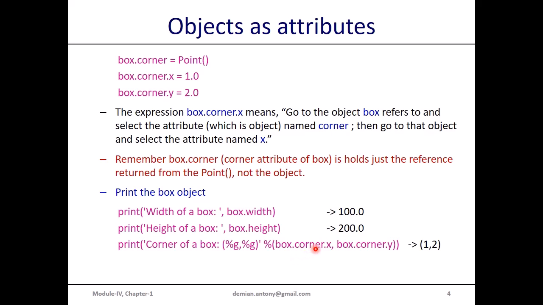object dot corner. So this is the attribute. Corner is the attribute of box, and this attribute holds the reference to the point object that is created, wherein you can use the dot operator to access x and y accordingly, and this gives the result in the mathematical notation 1, 2. So this is how we can make the instance of a class an attribute in another class, and you can access them through the association operator, that is the dot operator.